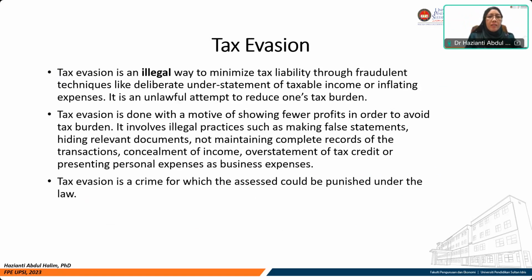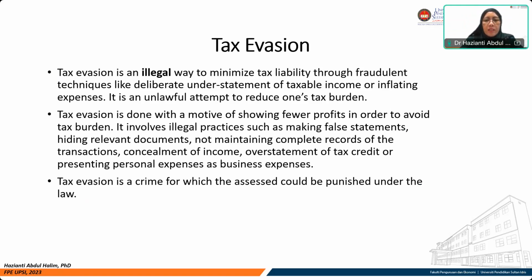This is through fraudulent techniques, like deliberate understatement of taxable income or inflating expenses. So if you report less income, your income tax would be lower. Or you have the same amount of income, but you report more expenses. When you deduct more expenses, your net income would be lower, and that will result in a low tax payable. So it is an unlawful attempt to reduce one's tax burden, and tax evasion is normally done with the motive of showing fewer profits in order to avoid tax burden.